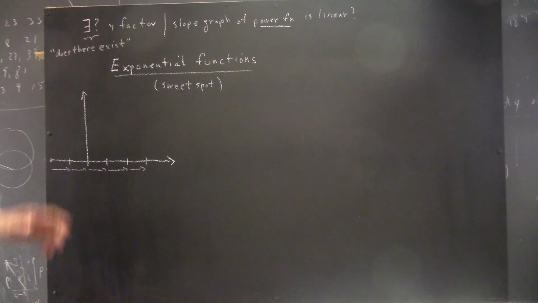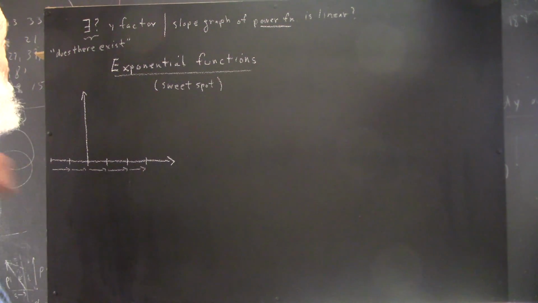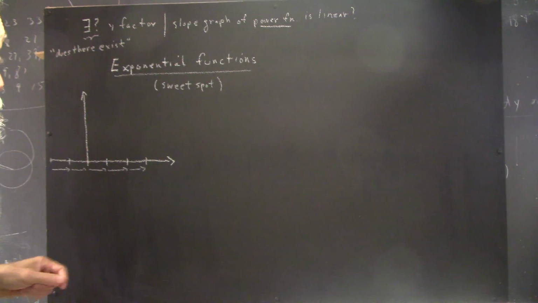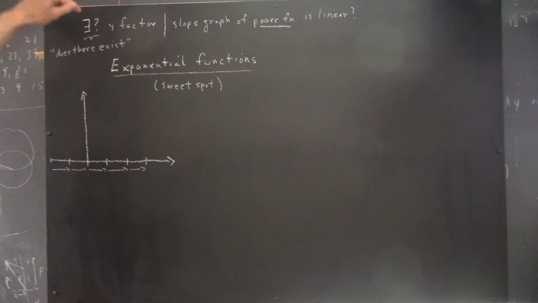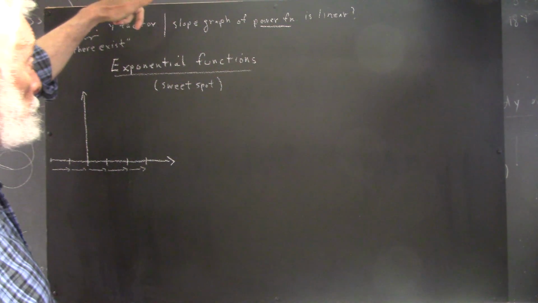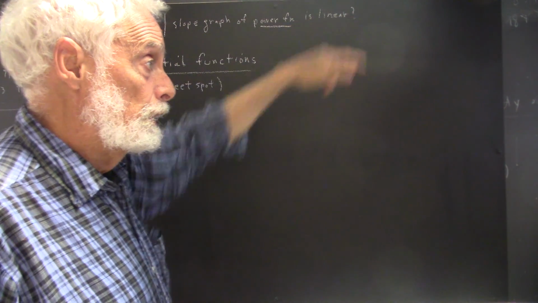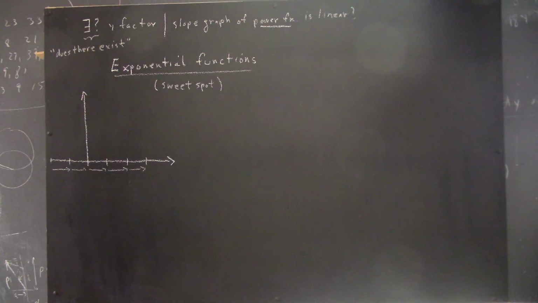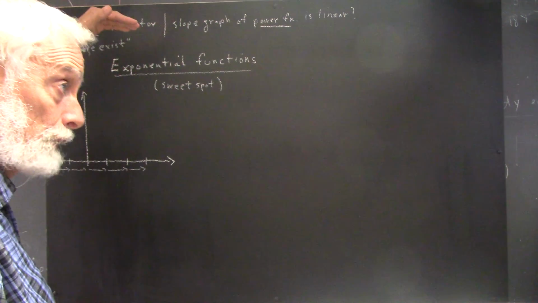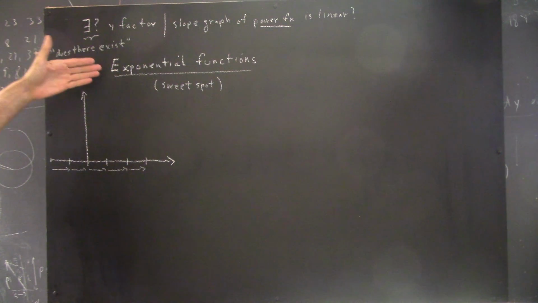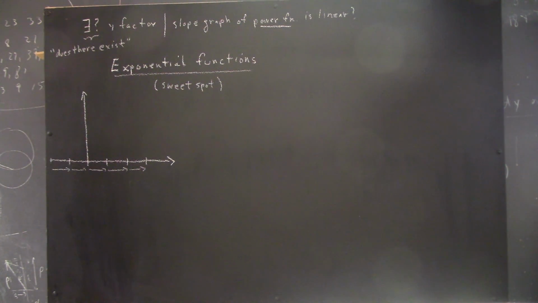Okay, we've seen that for power functions, we conjecture at least that there's a sweet spot for power functions. That is, there exists some y factor with the property that the slope graph of the power function is a straight line, is linear. Now, we've explained what that means, so I'm just referring back to that to give us a little context for exponential functions.